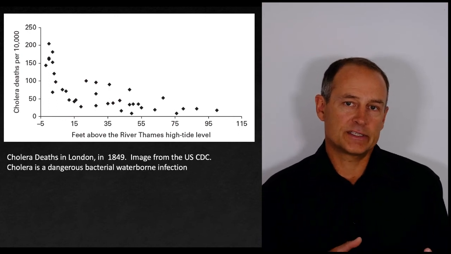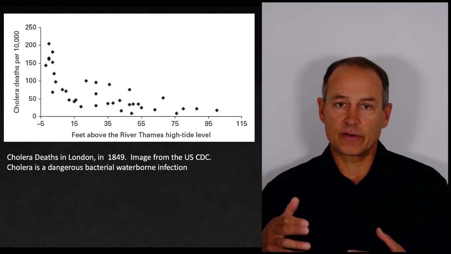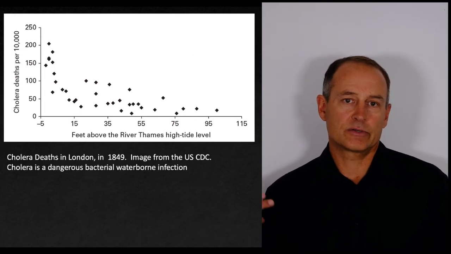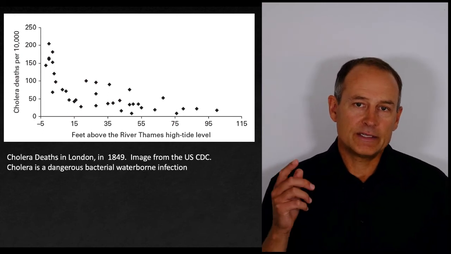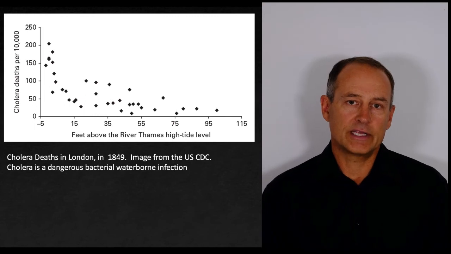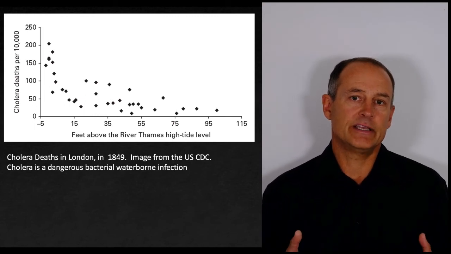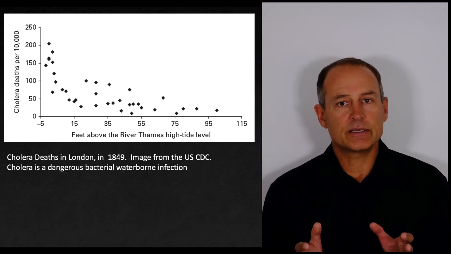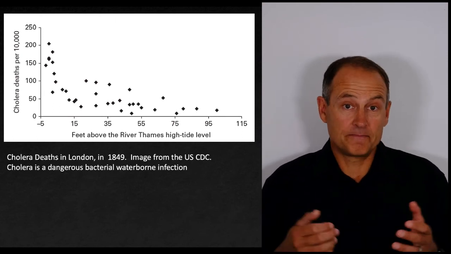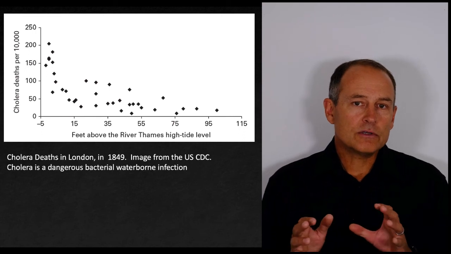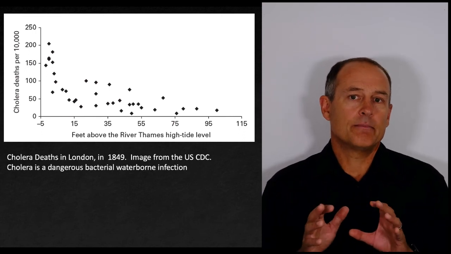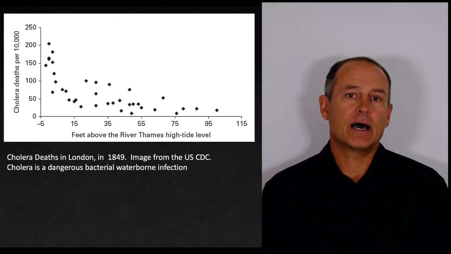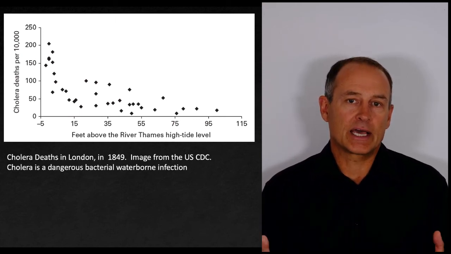This is because the systems transport whatever it is, whether a virus or a bacterium or a contaminant, from a source of production to a source of impact. The data here show cholera deaths per 10,000 people versus the feet above the River Thames at high tide. So what you see in this particular graph is a correlation, right? Because we don't know what's happening, but we do see a pattern. We can then use that pattern to get a story of where to go next.